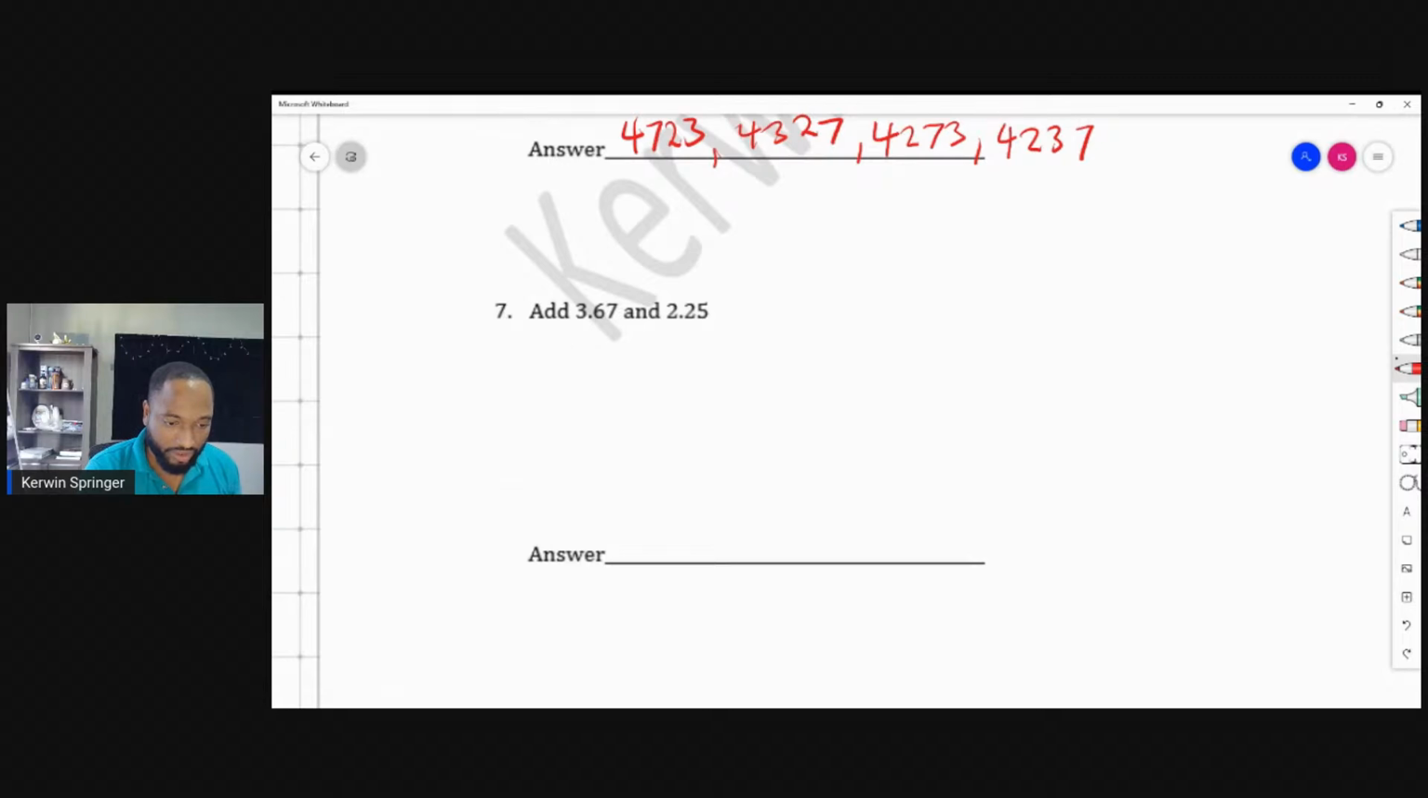Add 3.67 and 2.25. We line them up like this. Pay attention to those decimals. 5 and 7 is 12. Bring that 1 across. 1, 6, and 2 make 9. I don't have anything to bring there because it's just 9. And 3 and 2 make 5. So 5.92. That's a free mark.